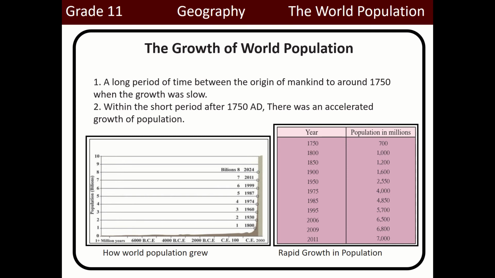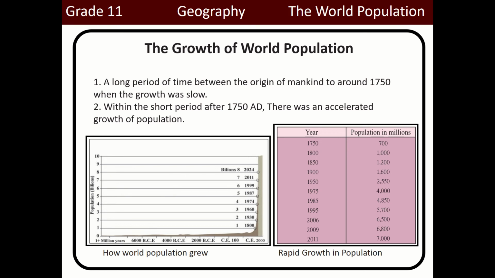The second period, after 1750, there was an accelerated growth of population. During this period, mortality rate became low, but the birth rate remained high, leading to an accelerated growth in population. This accelerated growth is known as the population explosion.